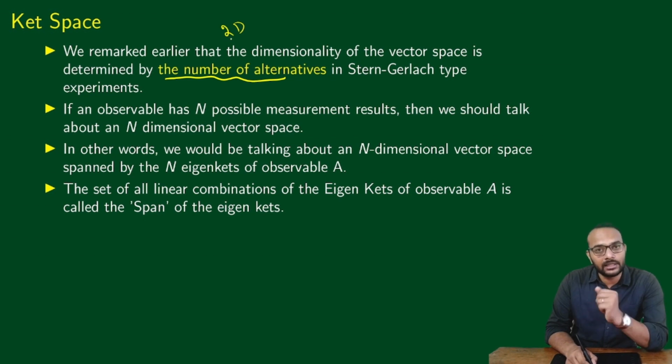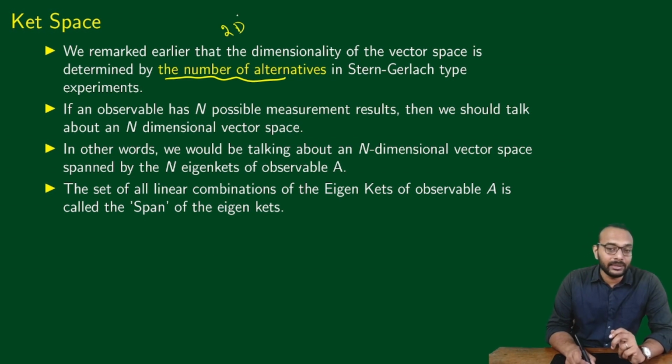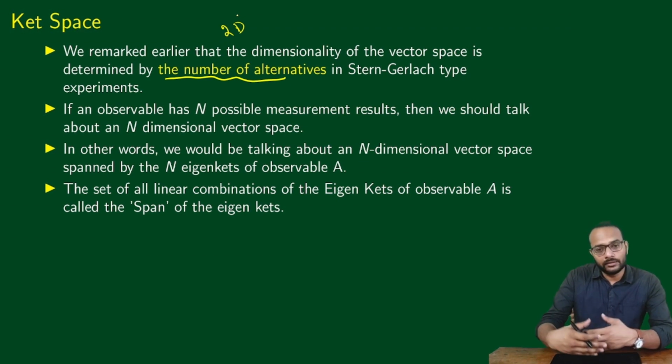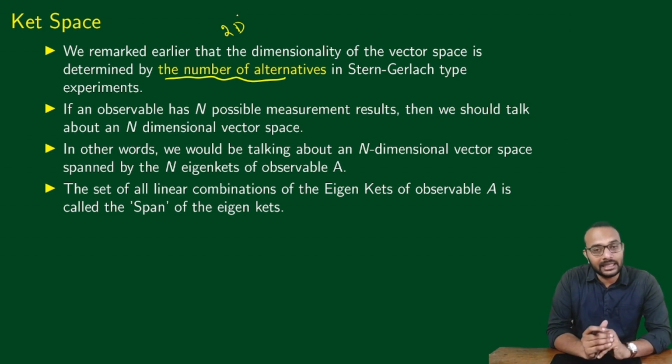If you are talking only about the spin, you can use a two-dimensional vector space. Why? The dimensionality of the vector space is determined by the number of possible measurement outcomes, or the number of different things that the electron can do. In the case of spin, there are only two possible outcomes: plus h cross by 2 or minus h cross by 2. So correspondingly, the complex vector space to describe such things should be two-dimensional.